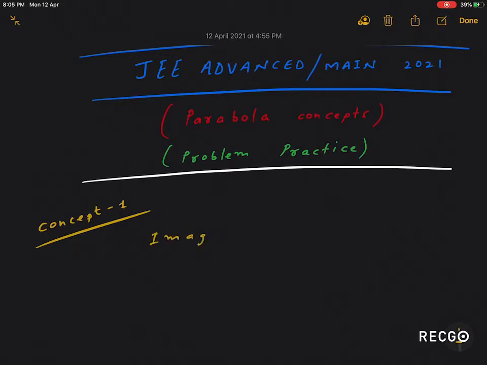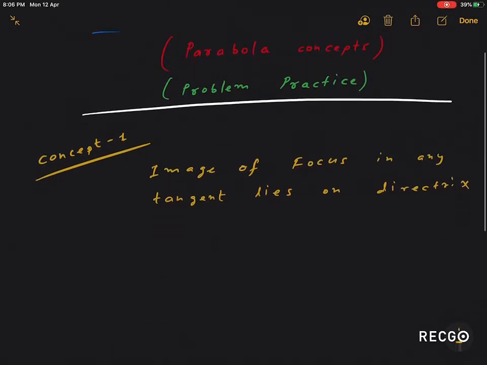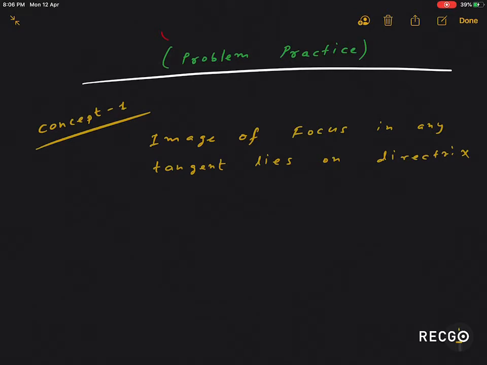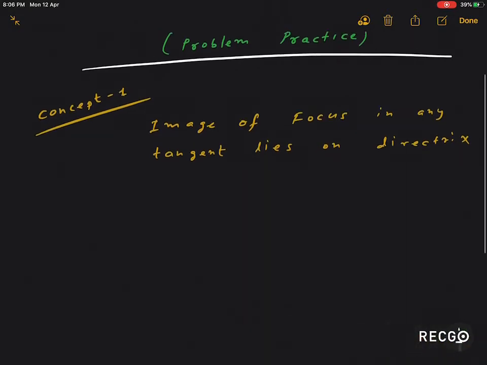The image of the focus of any parabola with respect to any of its tangents always lies on its directrix. This is a very famous concept and its application is very wide. In some of the trickiest questions we apply this concept, that the image of the focus in any tangent lies on the directrix. Let us visualize the situation first.